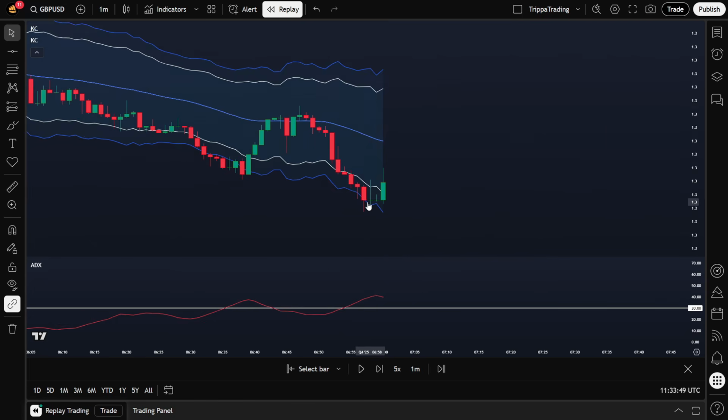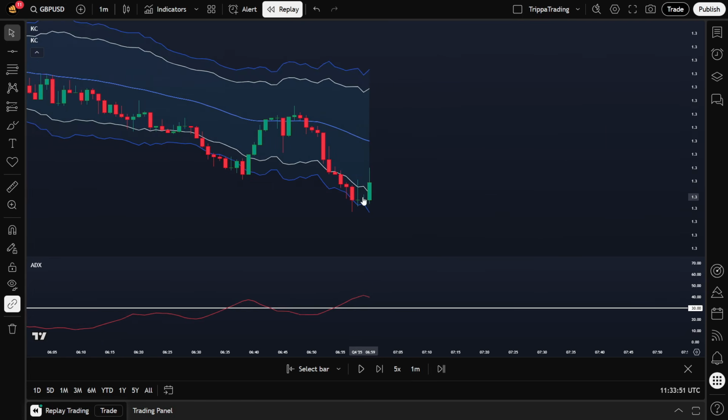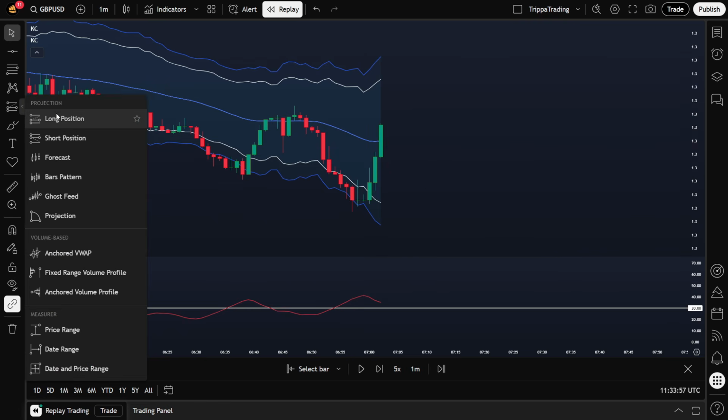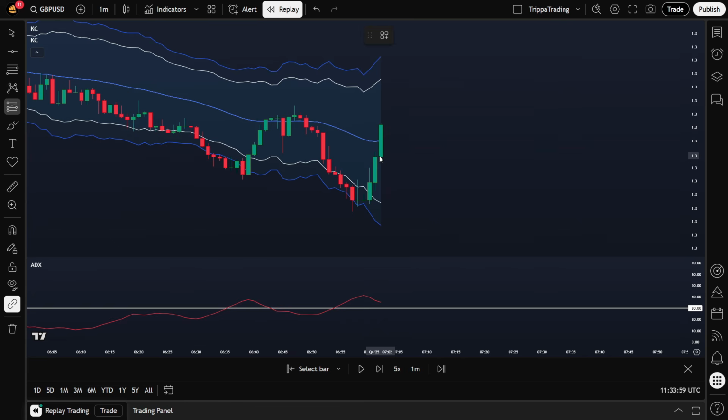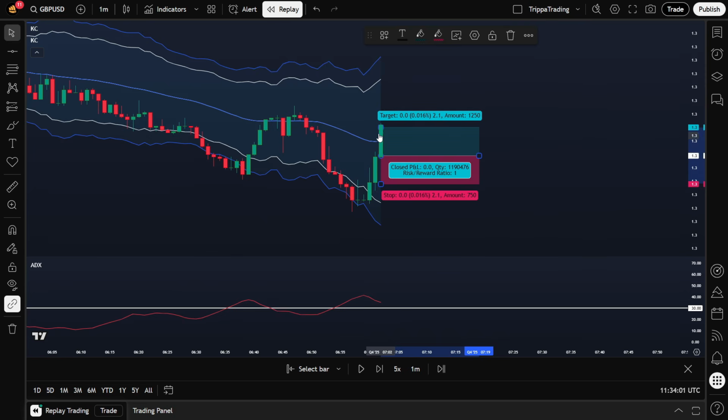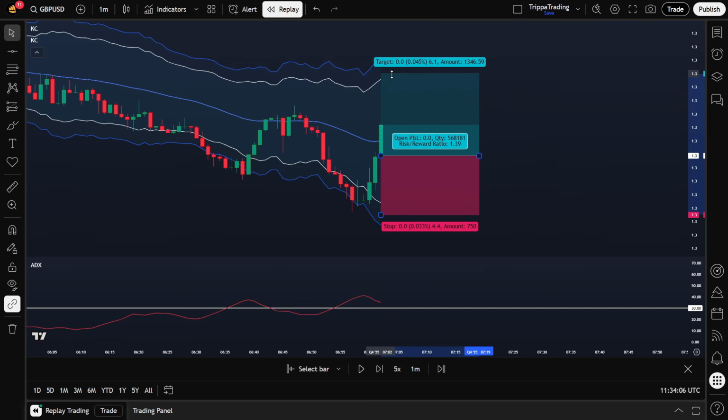Since both conditions are now met, I wait for the next candle to open, and I enter a buy trade right here. My stop loss goes below the recent extreme low, just beyond the lower Keltner band, giving the trade enough breathing room. I set my take profit at 1.5 times my risk.